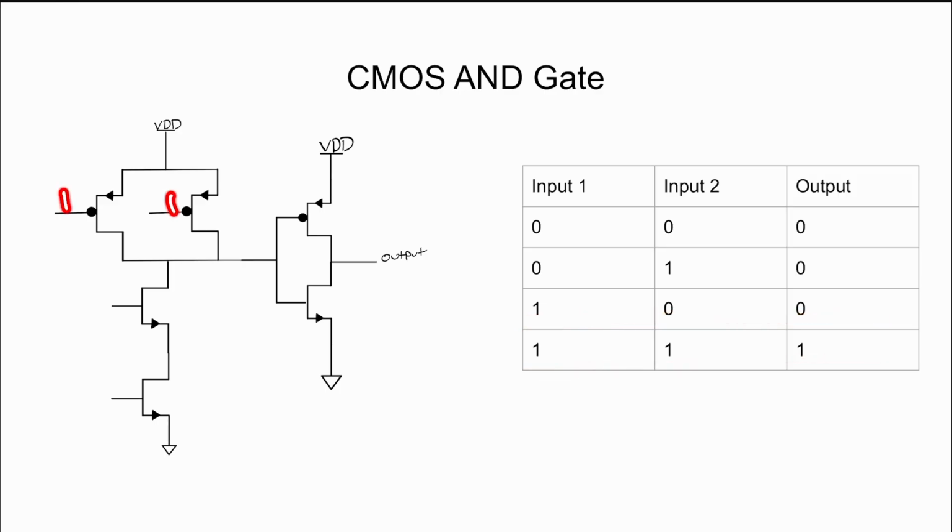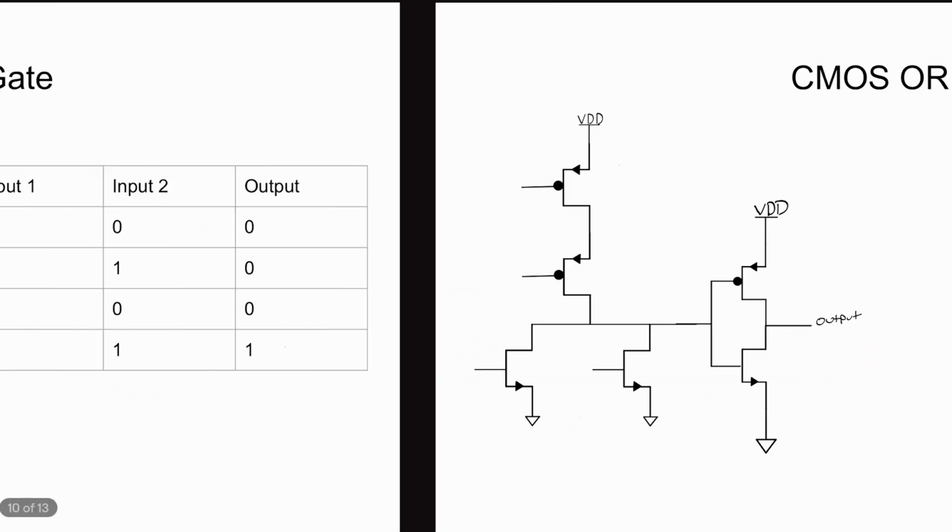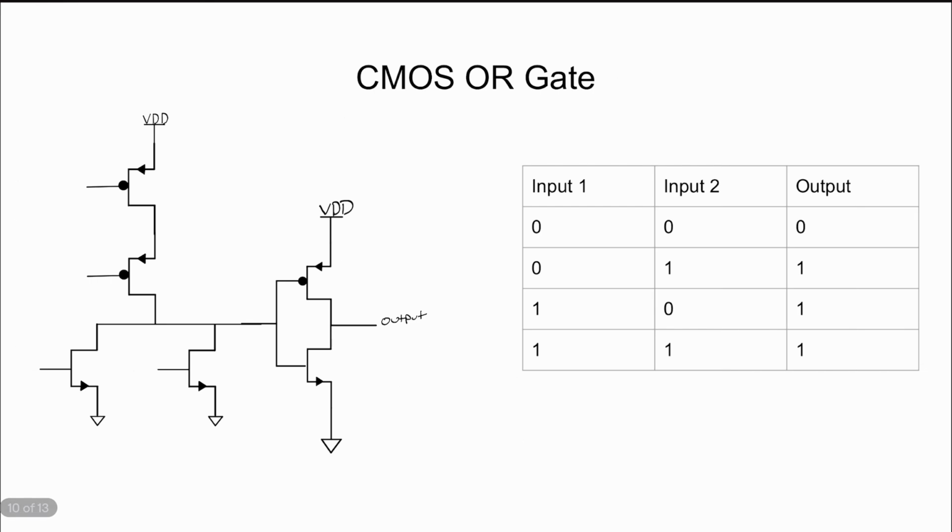And lastly, if we look at the all 1 test case, those bottom two series NMOS transistors will allow current to flow, passing on a ground or 0 volts to the inverter, which will turn on that PMOS, tying our output to VDD, giving us an output of logic 1. All right, now let's take a look at the CMOS OR gate. Again, it is just a NOR gate with a cascaded inverter.